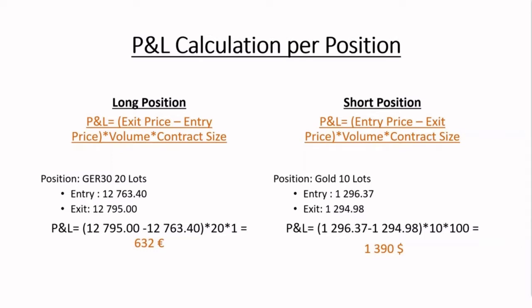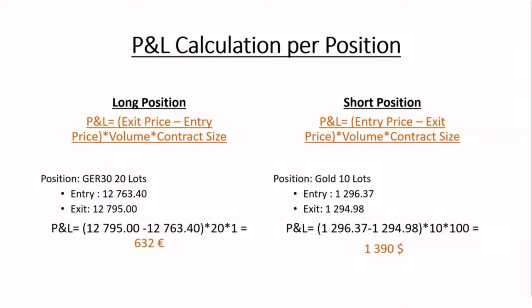It is exit price minus entry price multiplied by volume multiplied by contract size. Let's see this example on a DAX position. Let's say we have a DAX position of 20 lots at the entry price of 12,764.40 and our exit price was 12,795.